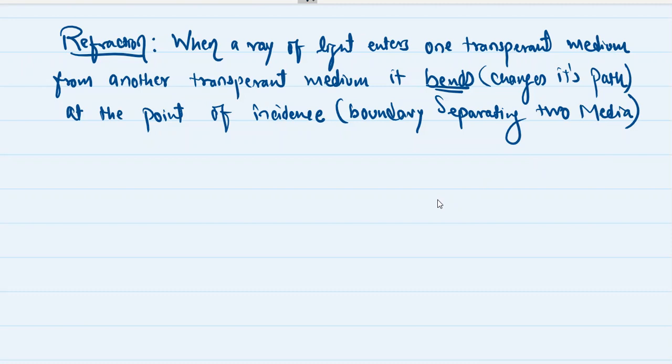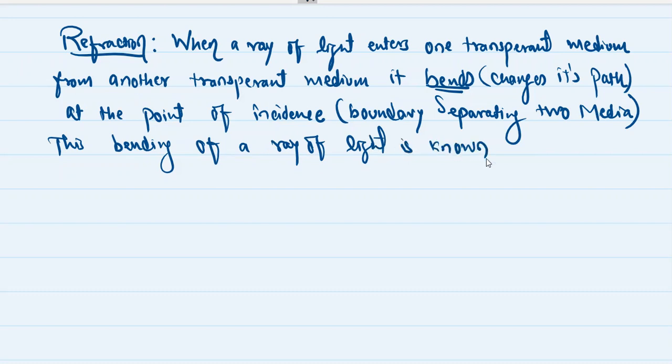So when a ray of light enters from one transparent medium to another transparent medium, it bends. And this bending of a ray of light is known as refraction. Okay, this definition has been made by me impromptu just now, but it is a technically sound definition. I have not let go of any of the core concept of refraction.